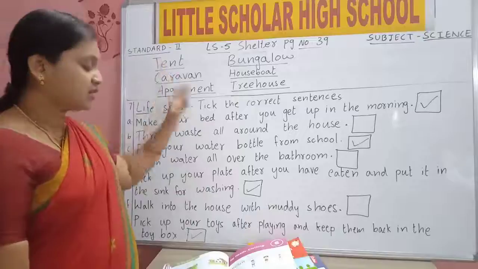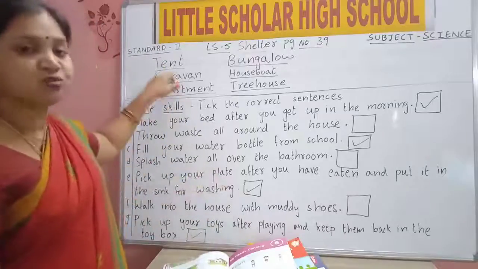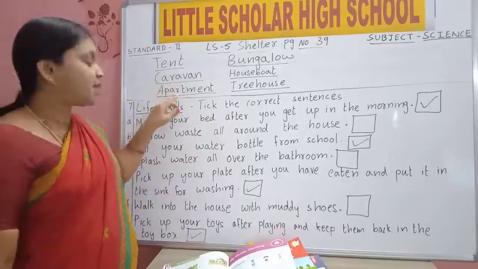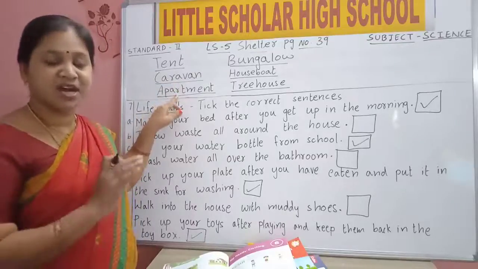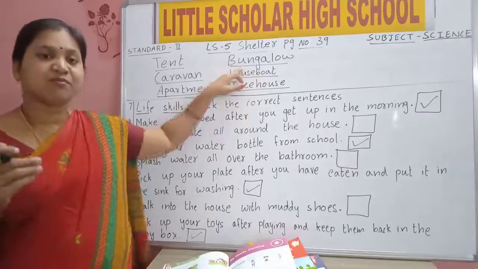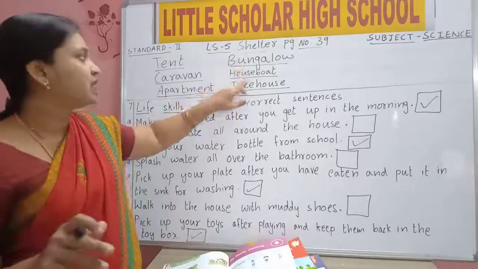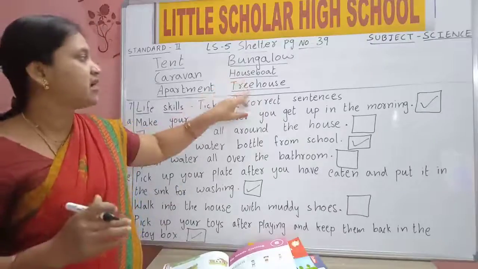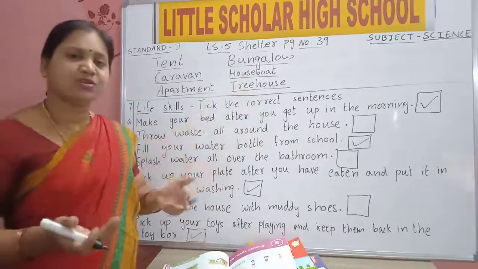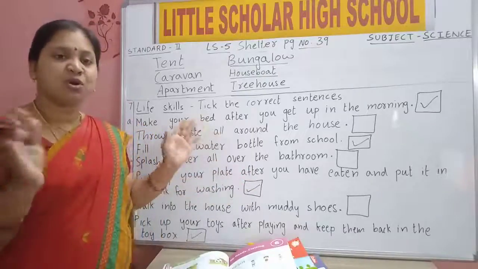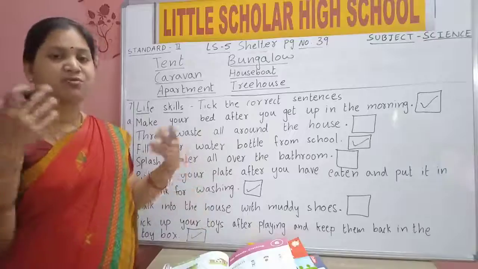Understood, children? Learn the spellings also. Tent is what? Temporary house. Caravan, temporary house. Apartment, permanent house. It can't be moved, no? Bungalow, yes, permanent house. It is made of bricks, cement. It can't be moved. Houseboat moves in water. It is also a temporary house. Tree house, yes, it is also a temporary house. It won't stay for many days. If strong wind blows, what will happen? The tree house may fall down.